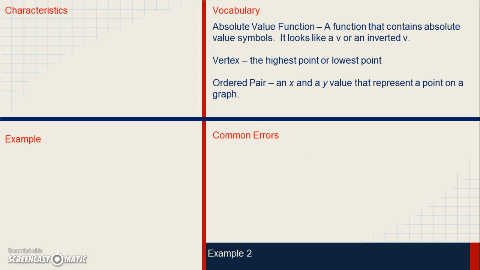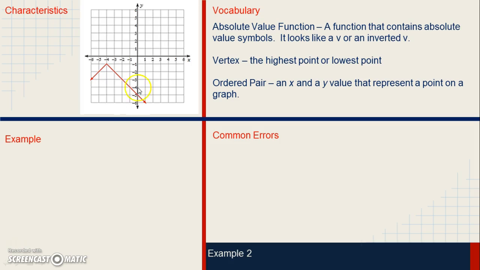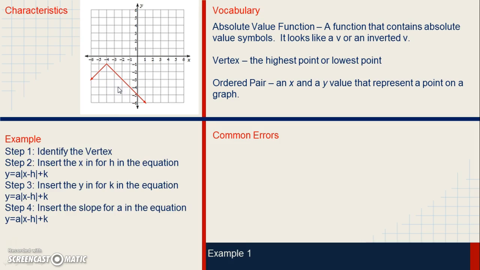Okay, so here we've got our vocabulary again. We've got our next example, some characteristics up here, and we're going to walk through the steps. So we've got our vertex here, which is at -4 for the x value and -1 for the y value. So I've identified the vertex. Done. I'm going to insert x for the h in the equation, so I end up getting y equals a times x minus h. What is h? It's -4.